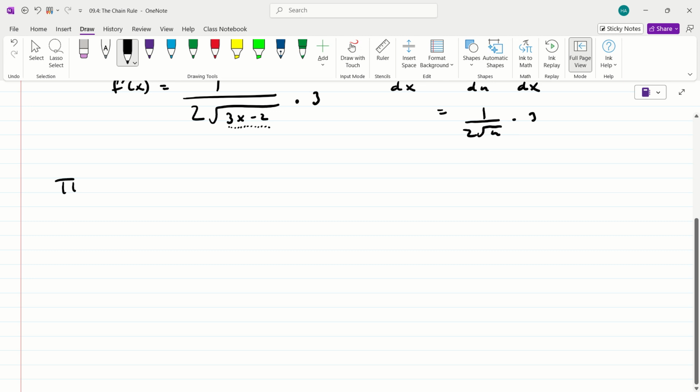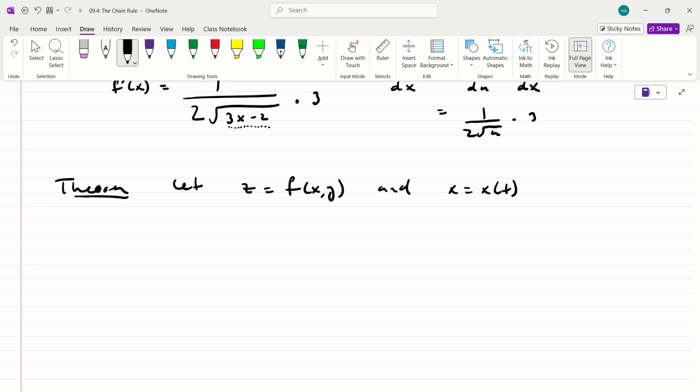So, theorem. Suppose that we have z being a function of two variables, x and y, and suppose that x is a function of t and y is a function of t. So whenever you want to say that x is a function of t, typically that's how you tell the reader that that's the case. And also for y being a function of t.